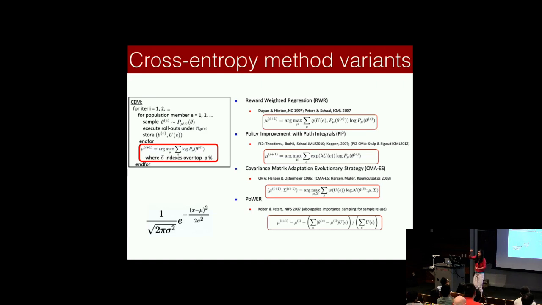They consider the parameter vector, which is represented by this Gaussian policy, and you try to find the best parameters of this Gaussian, which if you sample, you will end up with good parameters for your policy.